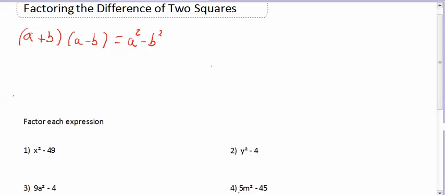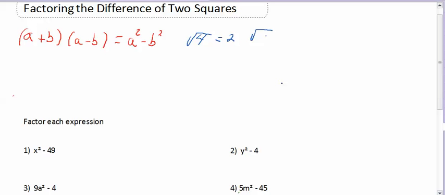Alright, so in order to do this, we've got to know two things. We've got to be familiar with taking the square root. So if I have the number 4, what's the square root of 4? If you remember, a square root is where it's two numbers that are the same that multiply together to give you the inside number. So what two numbers multiply together to give me 4? It's 2.